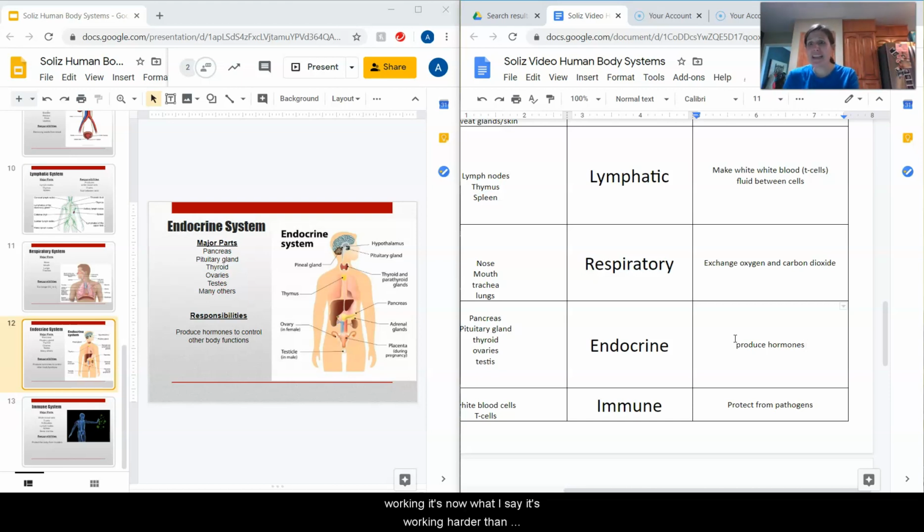Now, are you breathing? Yes. Is respiratory working? Yes. Now, would I say it's working harder than digestive at that moment? No, but you're constantly using all of these systems all the time. But in that scenario worksheet that you're doing, you're going to be wanting to look for the ones you're using the most at that moment.